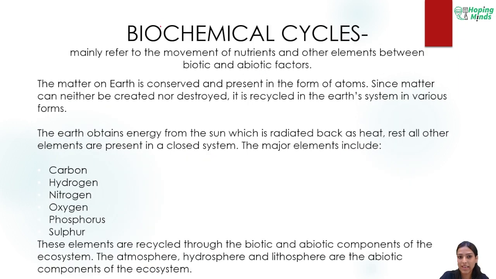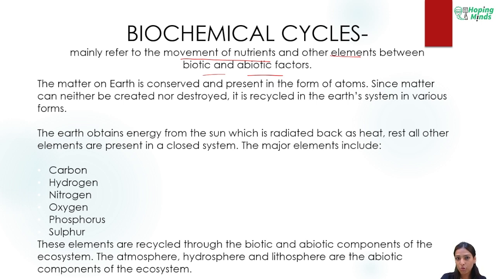Now, biochemical cycles. Biochemical cycles refer to the movement of nutrients and other elements between biotic and abiotic factors. Because everything starts from using the sun's energy, which is an abiotic factor, to the plant, to the squirrel, to the fox, to the decomposers, the biotic factors.